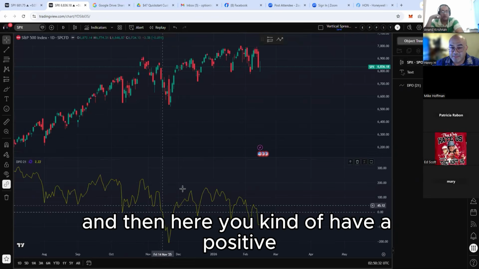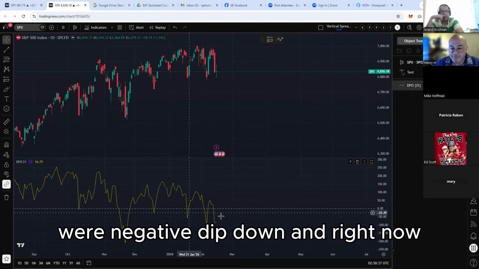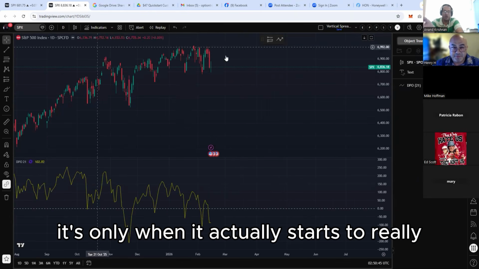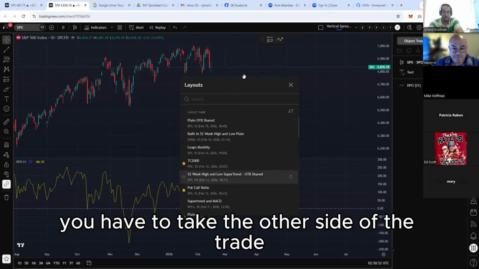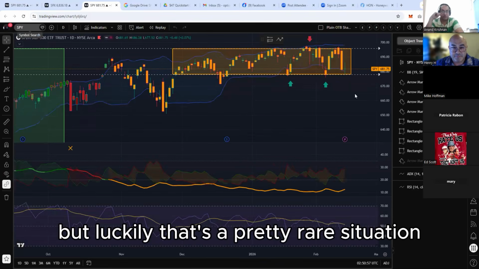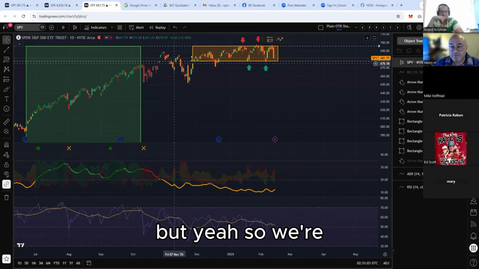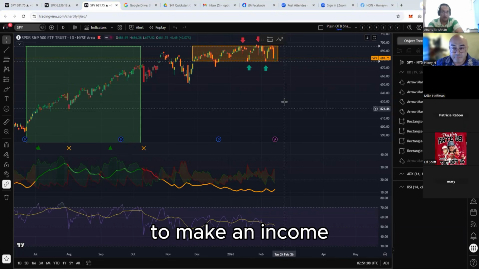And then here you kind of have, hey, market positive, and then a couple of times you dip down, we're negative, dip down, and right now DPO. Now, if the ADX is lower than 20, it's not that concerning. It's only when it actually starts to really fall that you have to take the other side of the trade very quickly and get out of the puts. But luckily, that's a pretty rare situation. So we're currently in the right. It's actually a pretty good way to make an income.